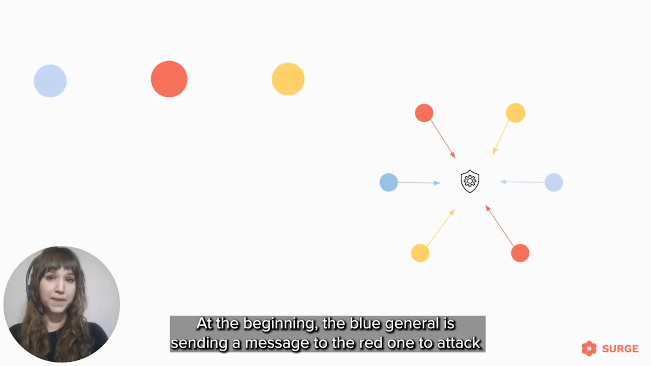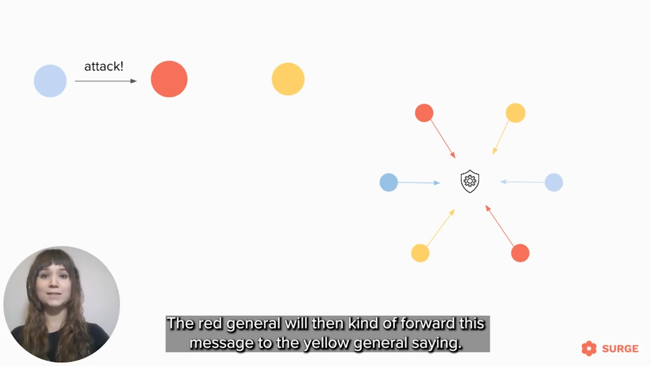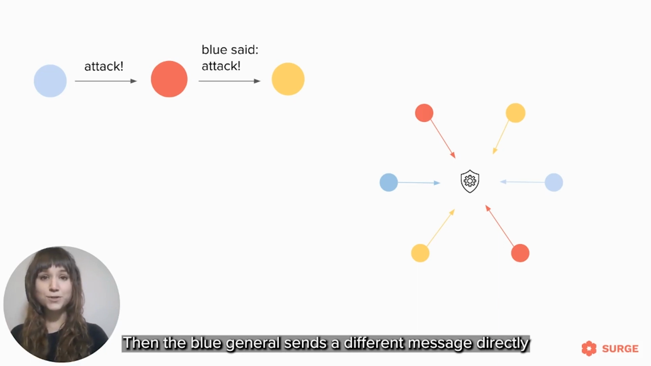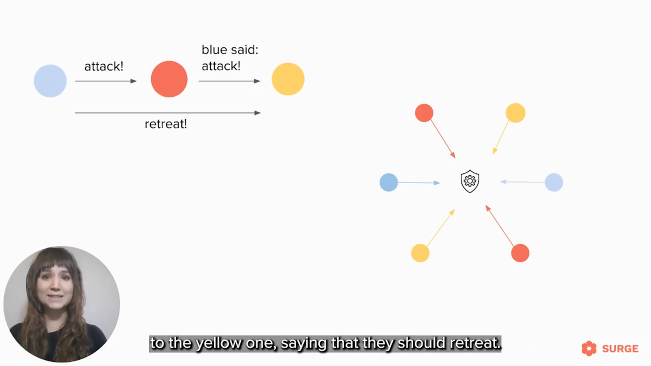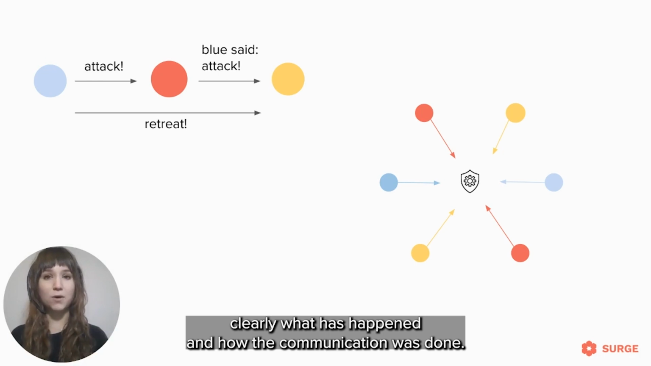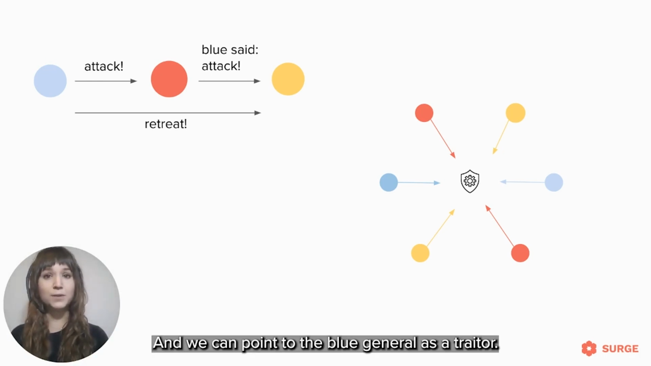At the beginning, the blue general is sending a message to the red one to attack. The red general will then forward this message to the yellow general, saying, hey, the blue general told me to attack. Then the blue general sends a different message directly to the yellow one, saying that they should retreat. So from our perspective, we know clearly what has happened and how the communication was done, and we can point to the blue general as the traitor.